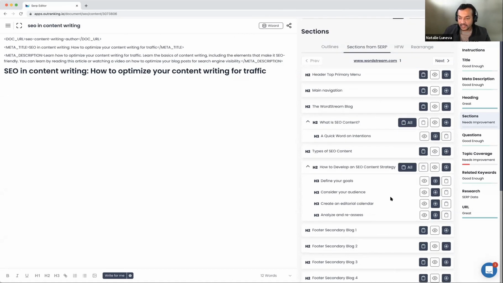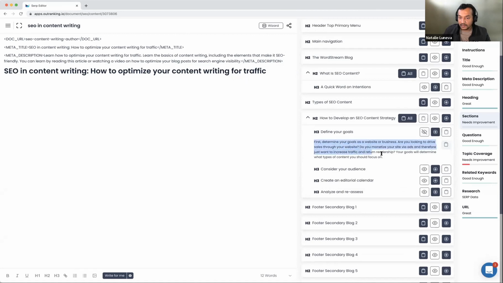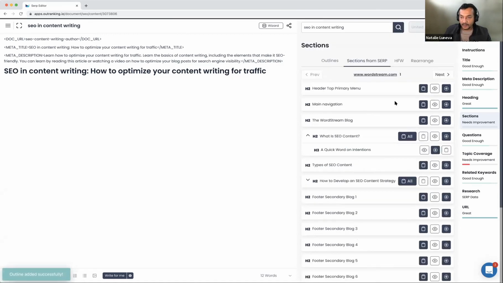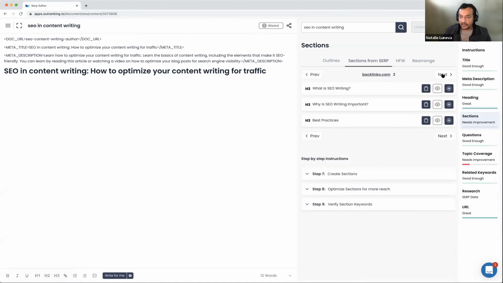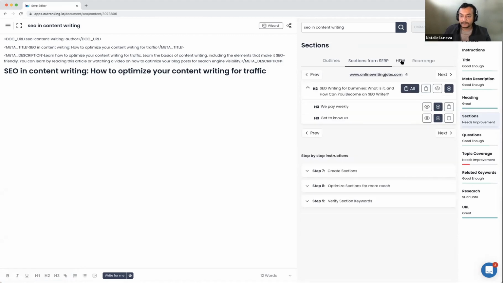You can also see what content lies underneath this, in order for you to figure out if you want this or you don't, right? So I can go ahead and add that. And you can similarly navigate through all 20 pages over here.